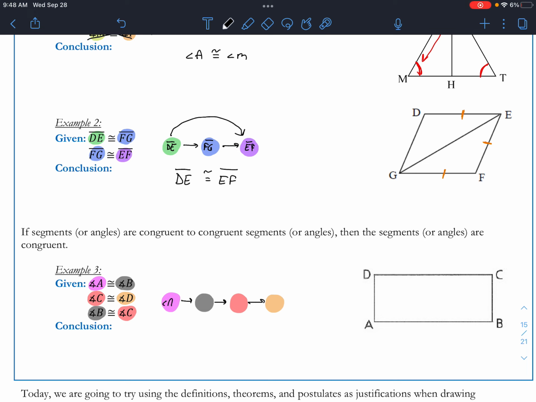If I again throw in here angle A, this one was angle B, angle C, and angle D. If all of these are congruent to one another, I can conclude the first thing leads to the last thing. I now know angle A is congruent to angle D.